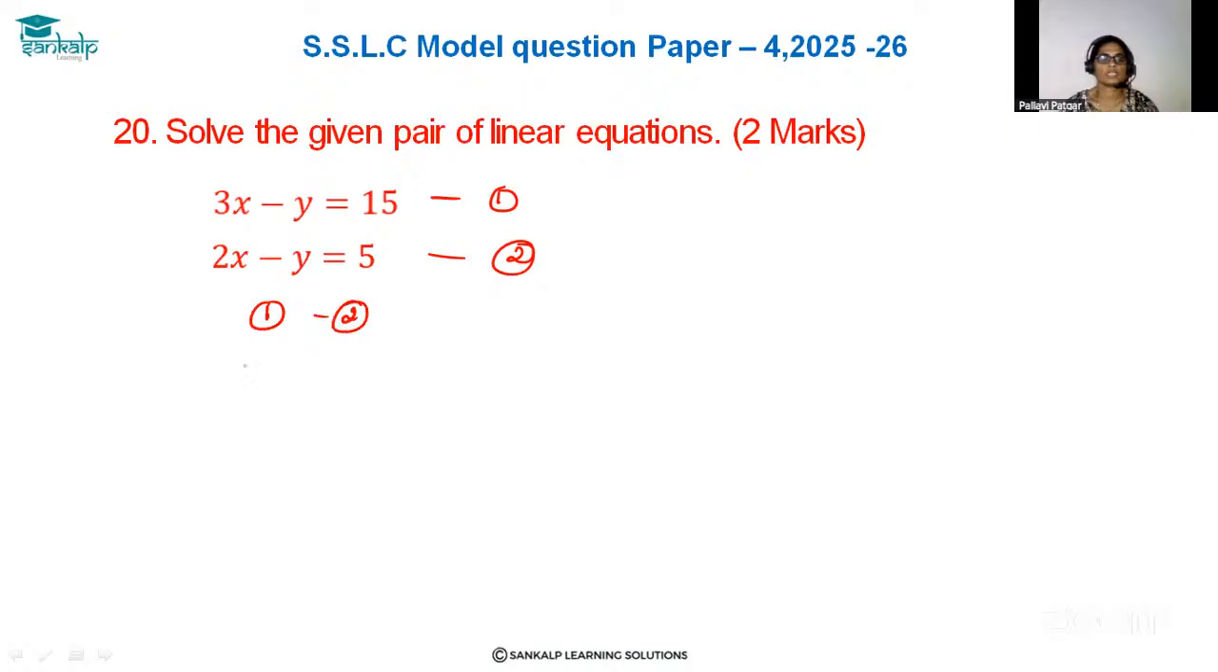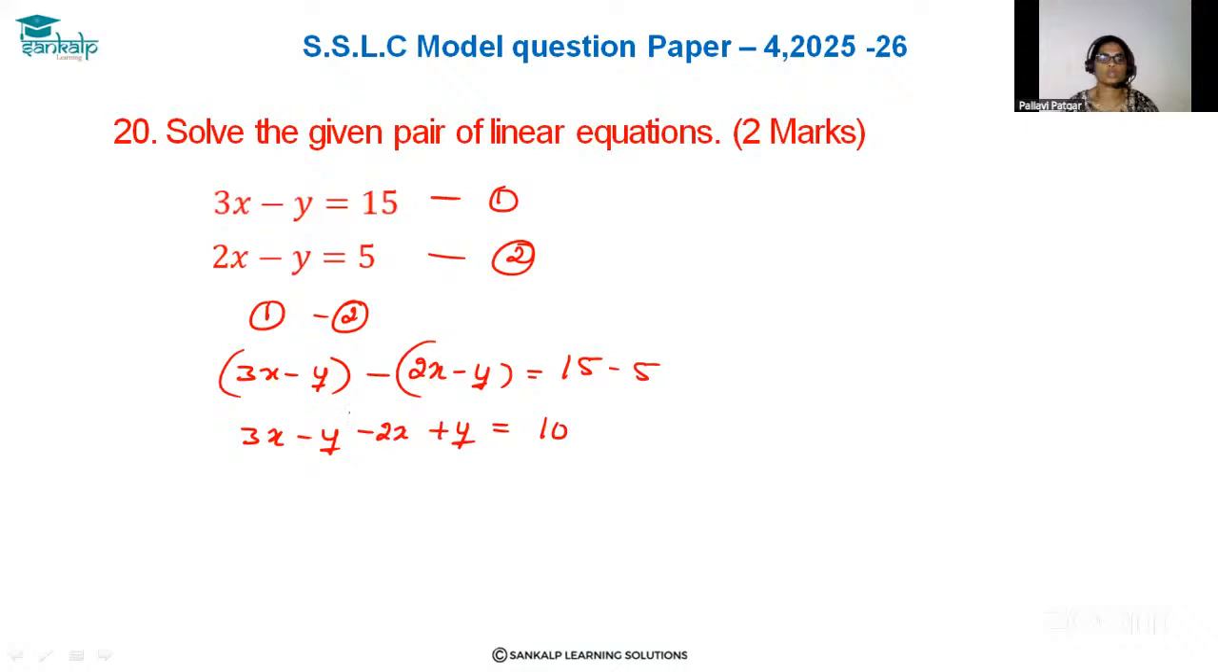So this becomes 3x minus y minus 2x minus y is equal to 15 minus 5. So here 3x minus y minus 2x plus y is equal to 10. So minus y plus y cancels. 3x minus 2x is x, so x is equal to 10. Okay. So substitute the value of x into equation 1 or equation 2. We will get the value of y.